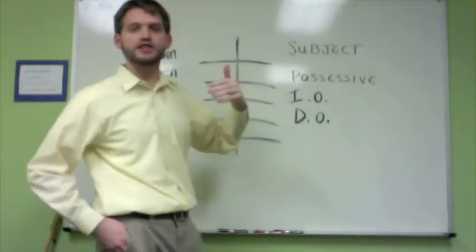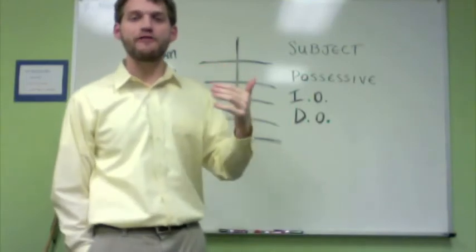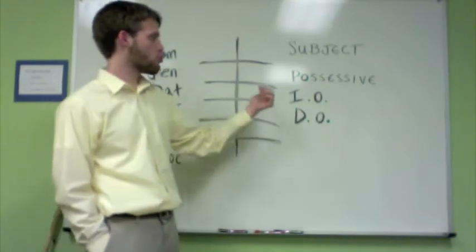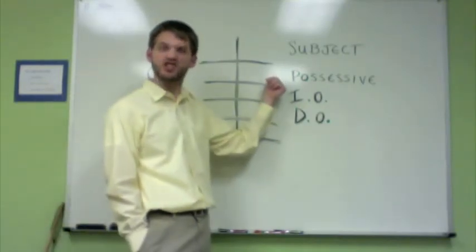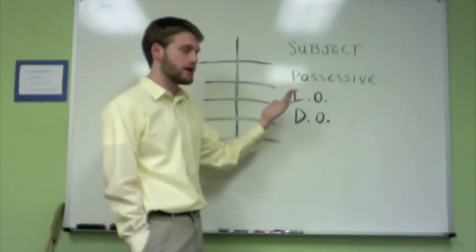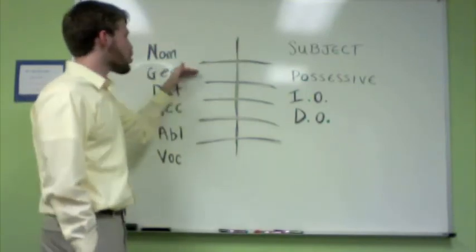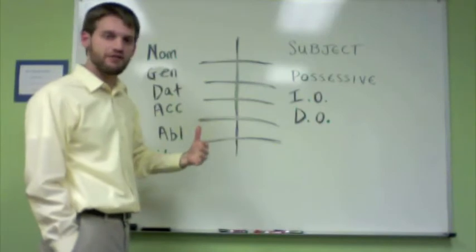Or Vercingetorix bowed before the eagle of Rome. Rome's eagle. Whose eagle? Rome's eagle. It's possessive. It's associated with Rome. Okay? So just to review, we've got the nominative. That's our subject. That's what it's going to look like. We've got the genitive. That's our possessive.